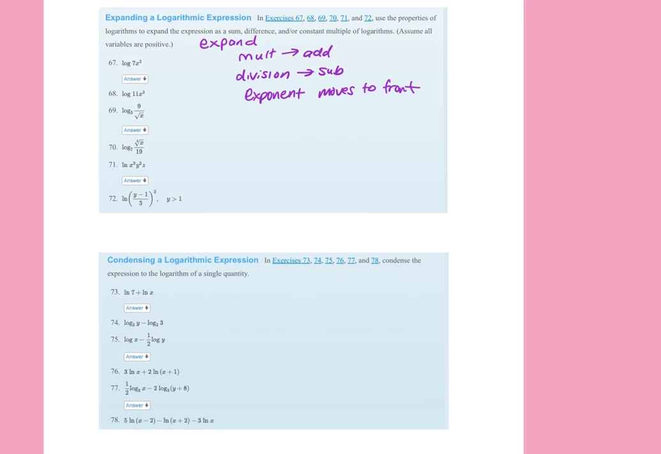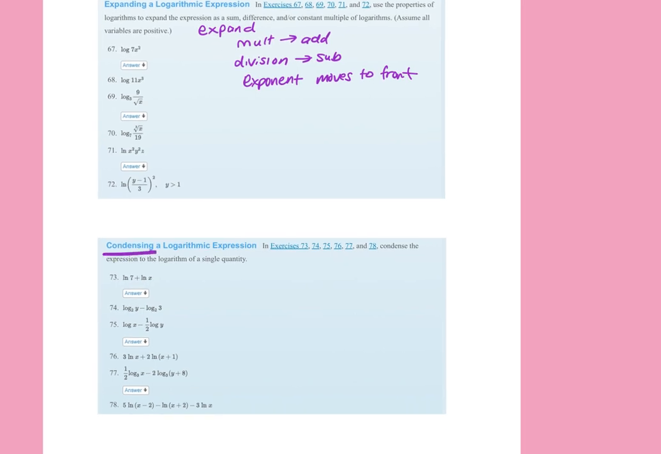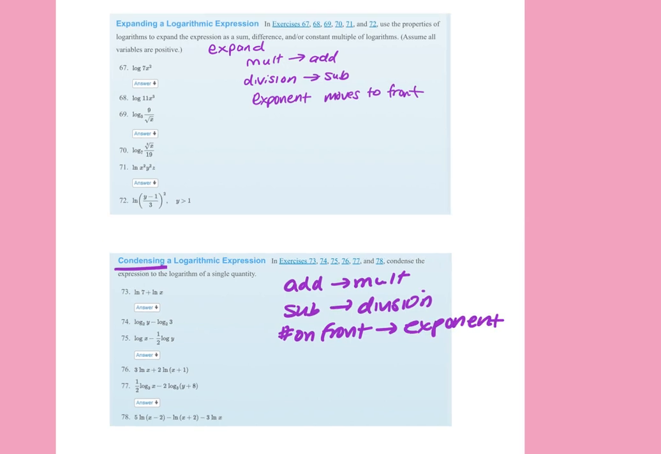And then the reverse is true for, now we're condensing. With the condensing, addition goes to multiplication. Subtraction goes to division. And number on the front goes to the exponent. So you're going to expand and condense.